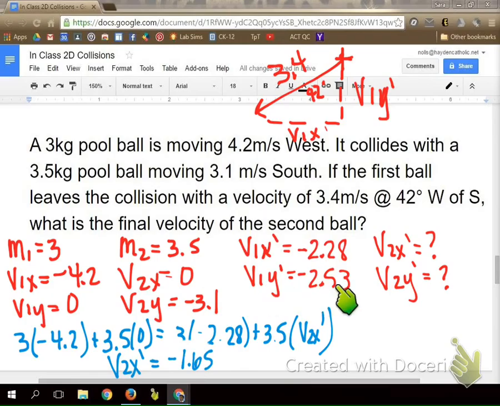The reason that V sub 1 X prime and V sub 1 Y prime are negative is because they're going south and west, right? Those components have to be negative. So I told you, if you're not careful, if you're not detail-oriented, it'll throw you off, okay? Think after we break down a triangle if we've got any negative components we have to take care of. Okay, so I'm going to solve the Y direction here in orange. So I'm going to take 3 times 0 plus 3.5 times -3.1.